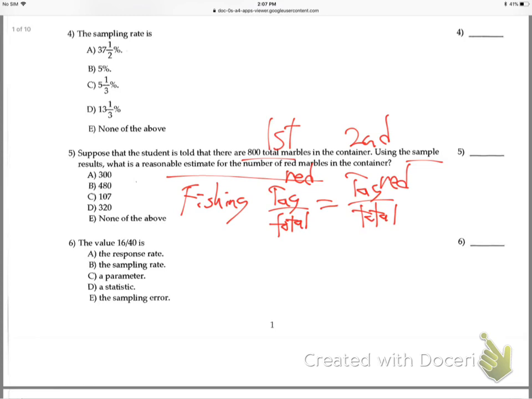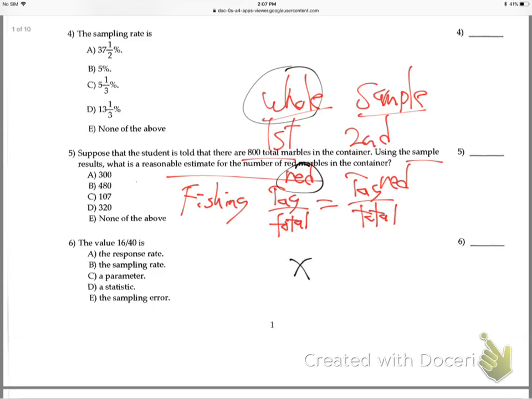So it's just like using the little sample of marbles you got to predict the number red in the whole container. Okay, what are we talking about? We're talking about the whole container and the sample. So it's just like the fishing deal. Remember how we counted the number of fish in a lake? Here we go. What are the number of red marbles in the whole container? We don't know. Call it X. What are the number of total marbles in the whole container? 800. That's what we told the student. 800 total marbles in the whole container.